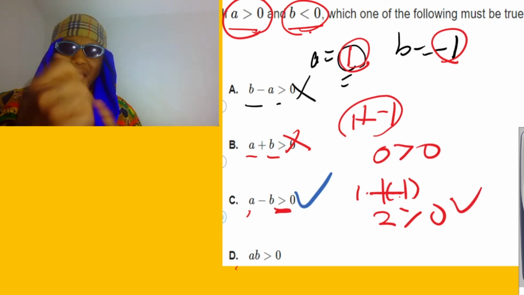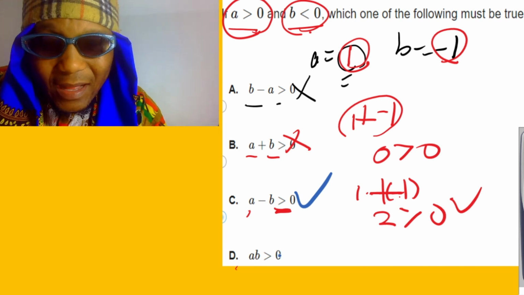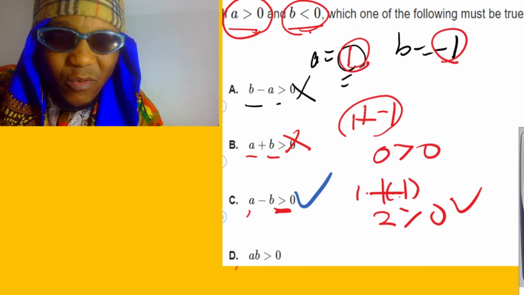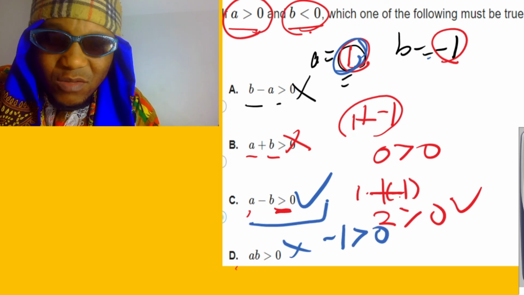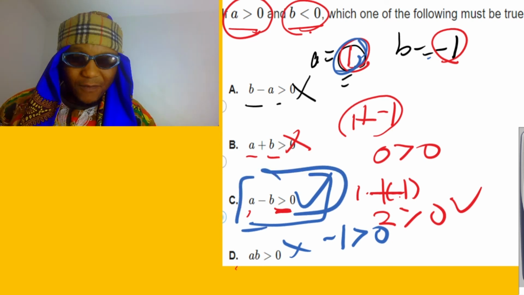So in an exam, I'm not going to waste your time. I'm not going to find an answer. I start there. But let's go for the last one, just to test. A times B. What is A? A equal to 1. 1 times negative 1 equal to negative 1. Is negative 1 bigger than 1? No, it's not true. So this is my answer. And yeah, that's my answer.